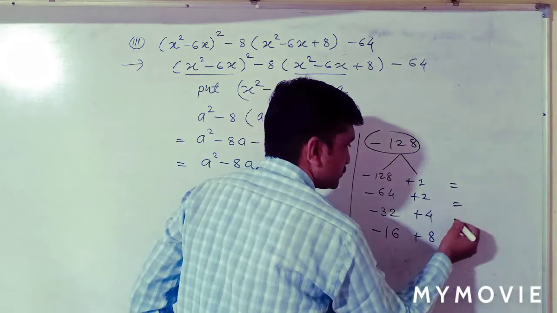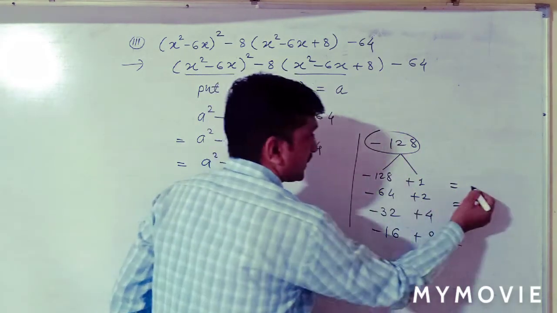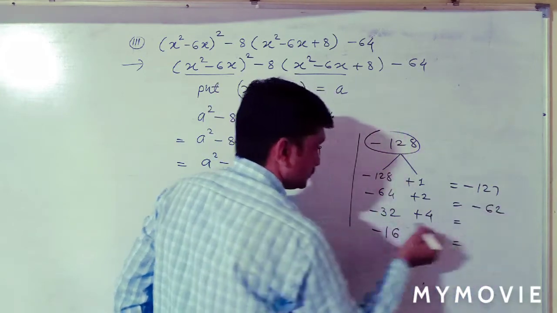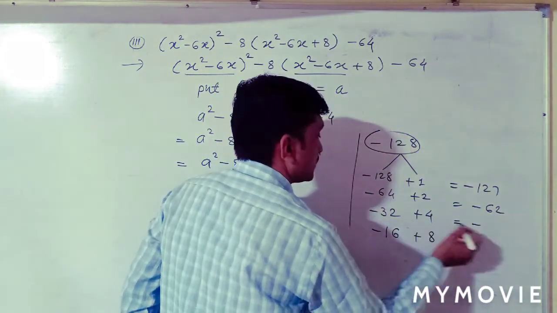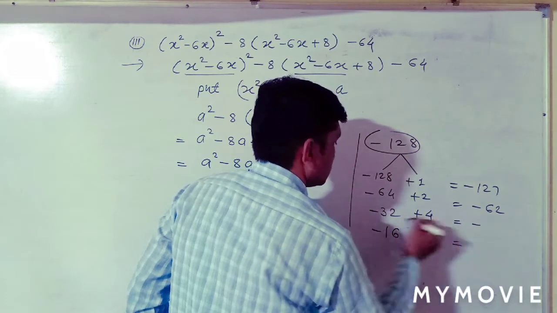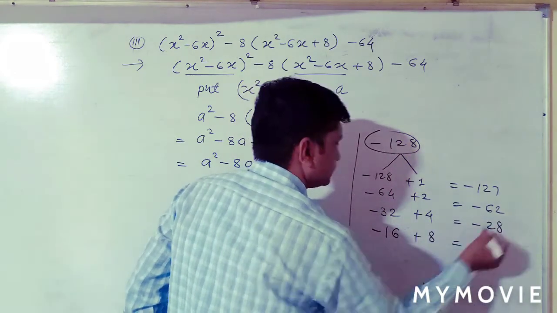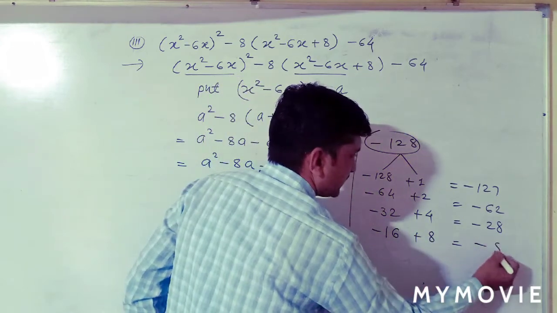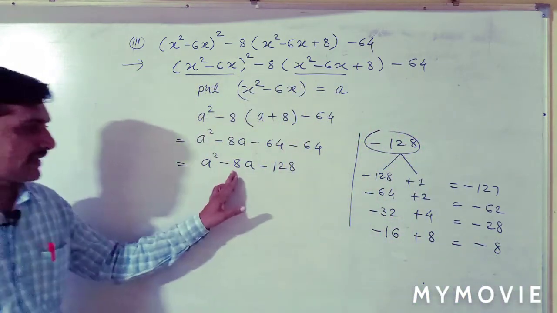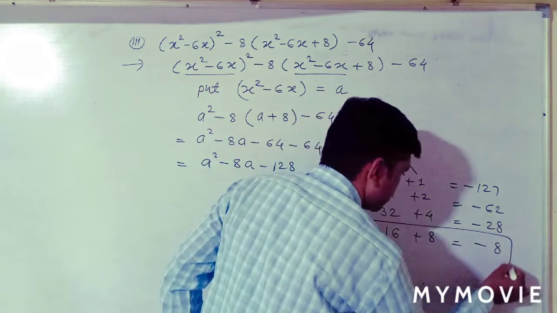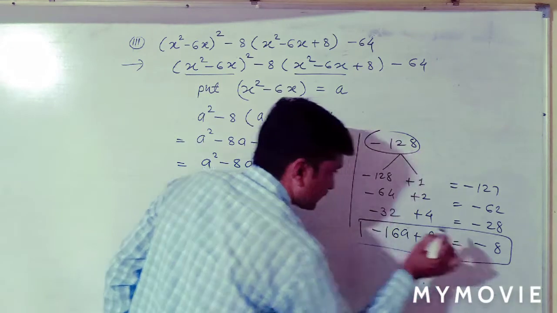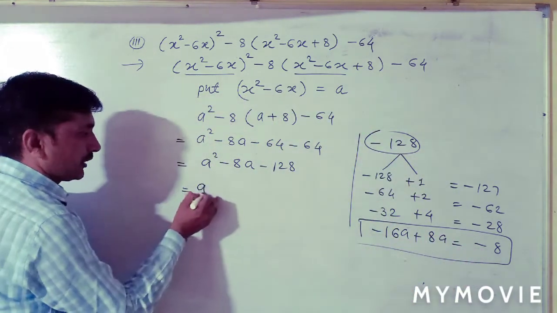Now let's see the subtraction here. Minus 127, minus 62, minus 28, minus 8. What is our middle term? Minus 8. This means this is the correct pair. The variable is a. Okay? It is equal to a square minus.